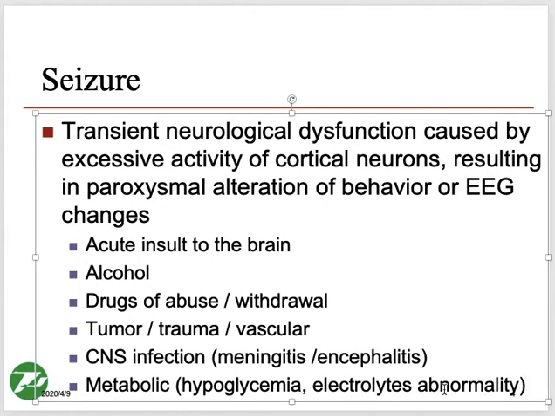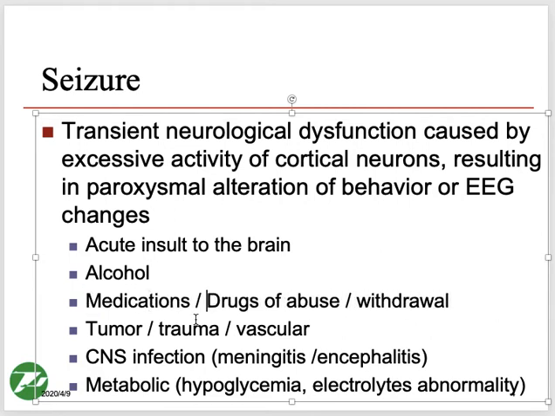So see, electrolyte abnormalities can occur in liver conditions. Electrolyte abnormalities can occur in kidney or renal failure. So all these things can cause seizures. You can add medications over here as well, because many of the medications can give seizures as well. So medications, drugs of abuse, and their withdrawal, all of them can cause seizures.